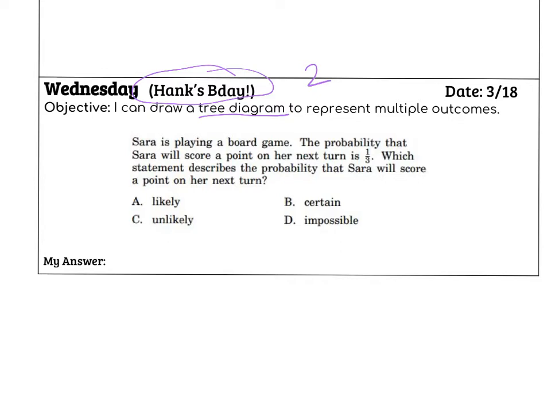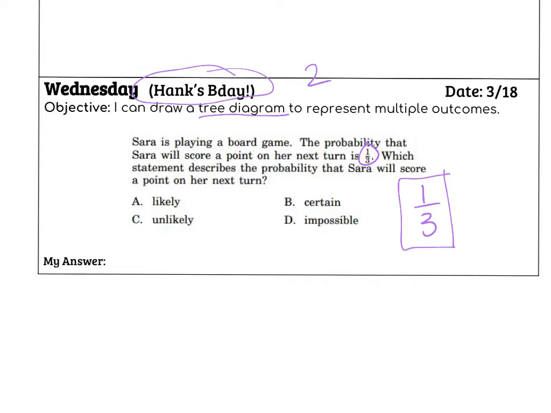All right, Sarah is playing a board game. The probability that Sarah will score a point on her next turn is 1/3. So we already know the probability. Which statement best describes the probability that Sarah will score a point on her next turn? So we know the probability, and we have 4 words to describe it: likely, unlikely, certain, and impossible. So hopefully you're thinking, I know what I need to do with this in order to figure out which word best describes it.